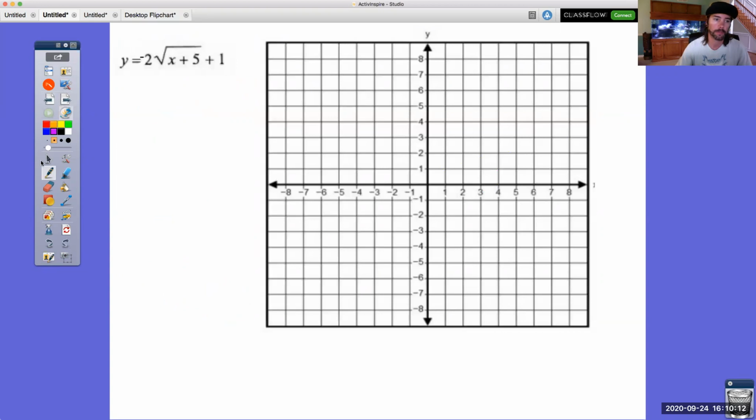Last question. I got a negative, I got a 2, I got a +5, I got a 1. There's 4 things that are happening in this one. Hit pause if you're ready to try it on your own. If you're nervous, you can just do it with me.